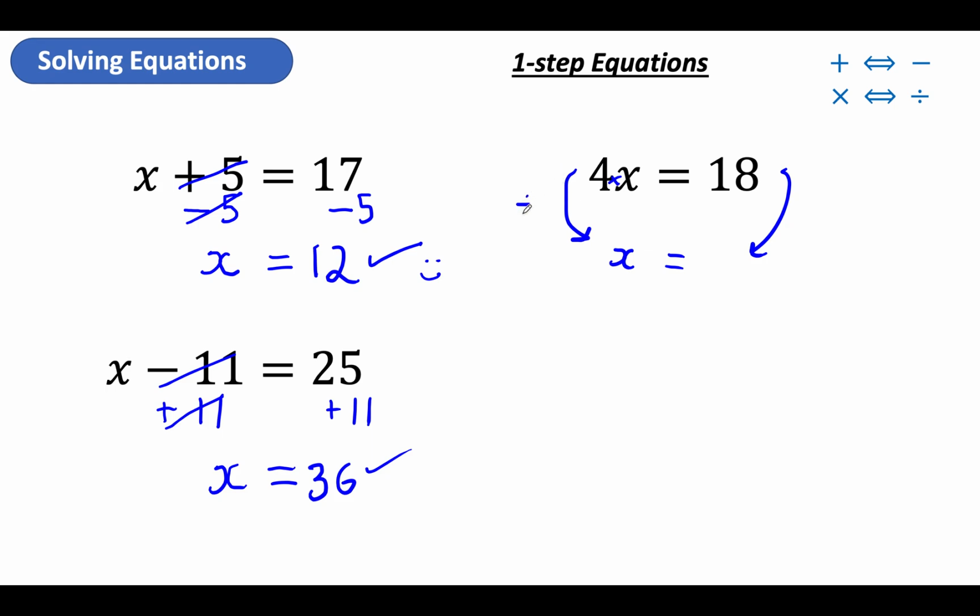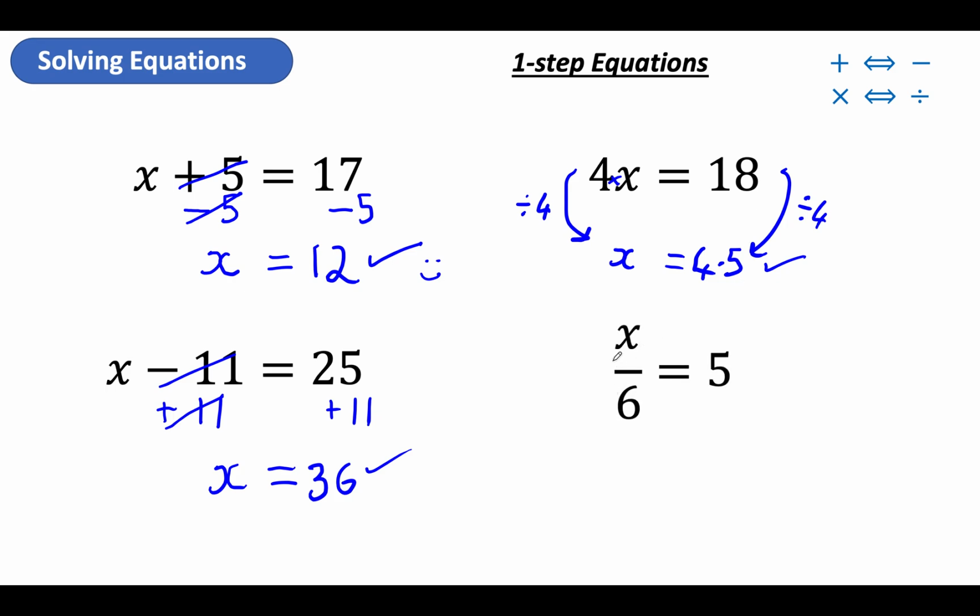So I need to sort of cut it into 4 equal pieces. I'm going to do the opposite. I'm going to divide. But what you do to one side, you must do to the other. Now 4 of something divided by 4 gives you 1 of something. 18 divided by 4 is 4.5. And the answer isn't always a whole number, so a decimal is fine as well, or possibly a fraction. And x equals 4.5 is my answer, because 4 lots of 4.5 is 18.